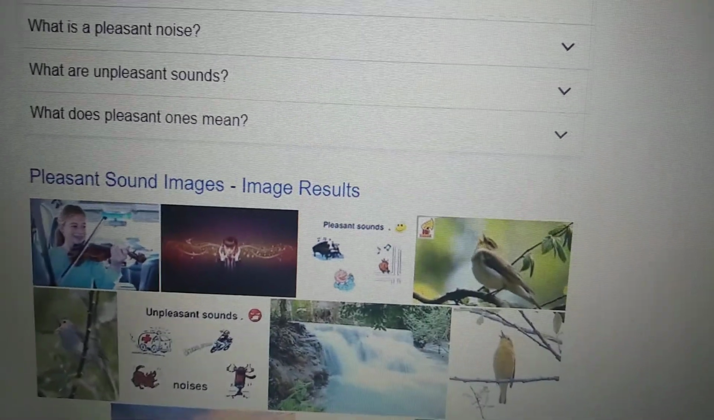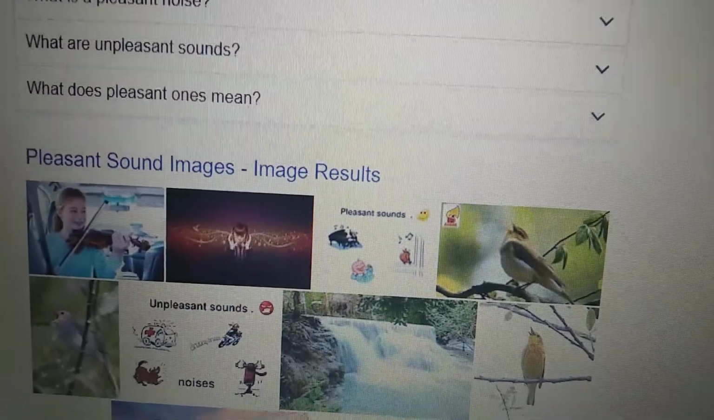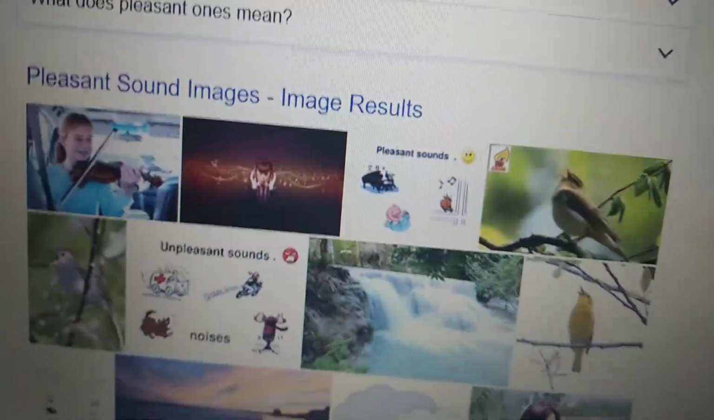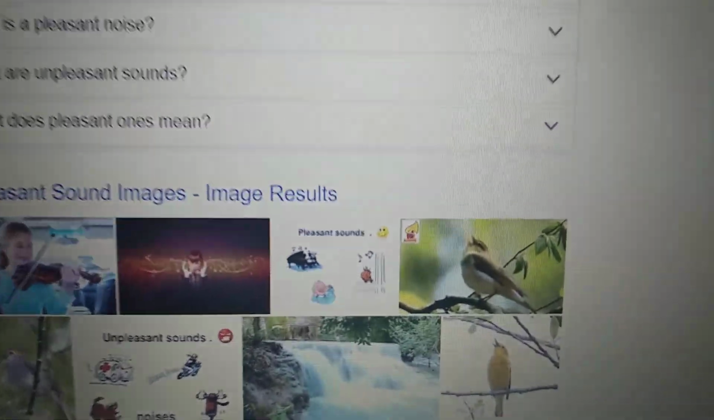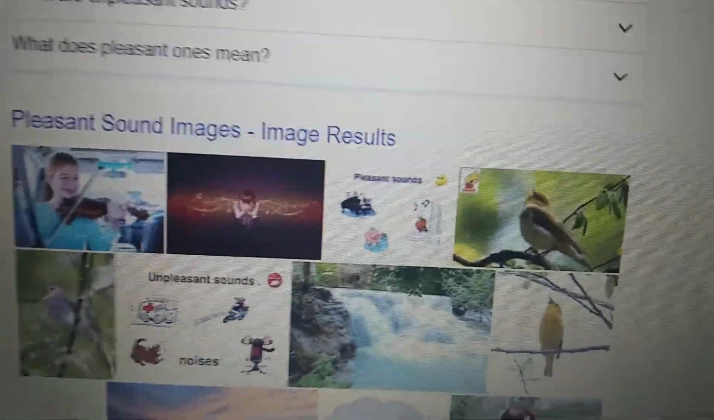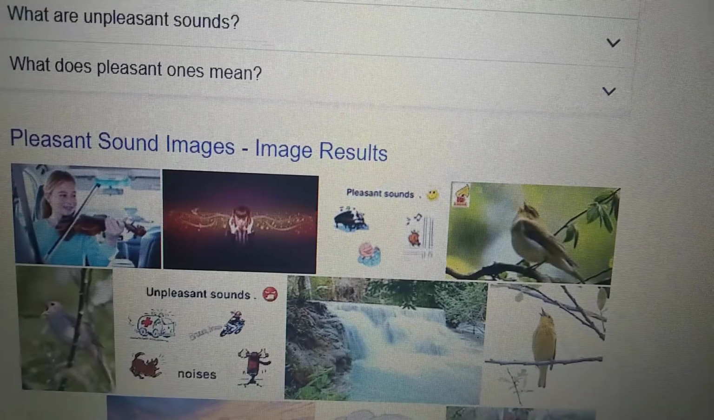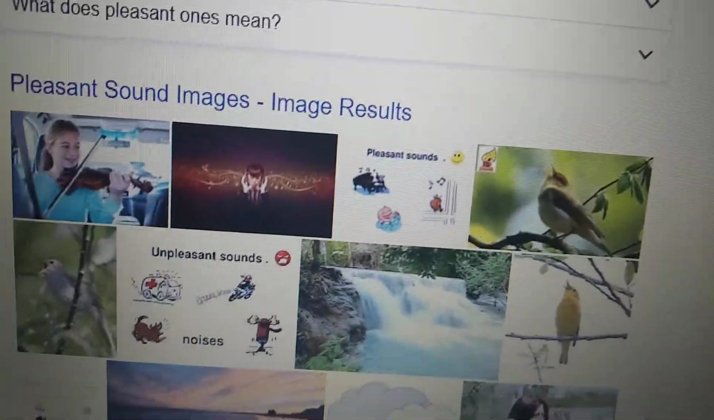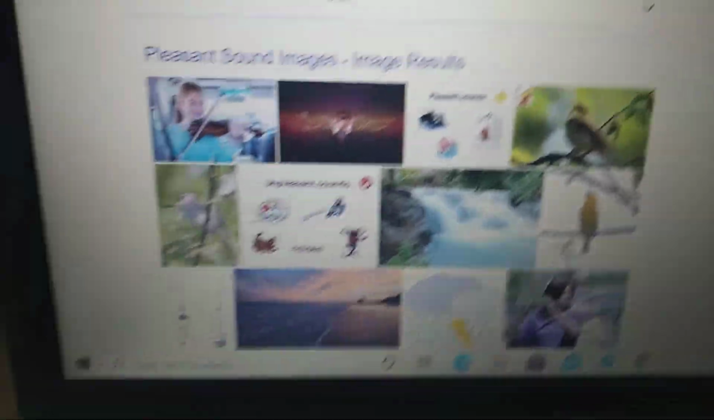Loud sound making, okay. Loudspeakers, which you see in marriages, are also an unpleasant sound. That makes noise pollution. So in order to avoid noise pollution, we should speak softly, play music and TV at low volume, and avoid the use of horns as far as possible, isn't it?